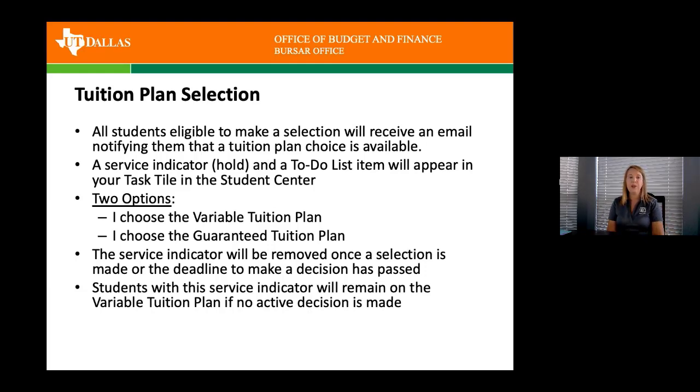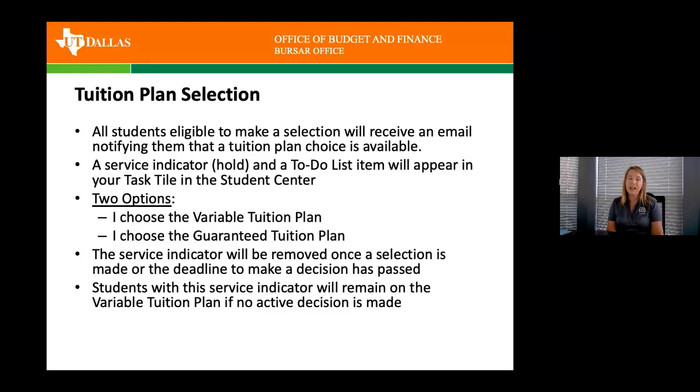The service indicator that's on your account, or the hold, will be removed either once you make your selection or the deadline to make a decision has passed. So August 8th, that hold will come off the next day once that deadline has passed, if you haven't gone in to make your choice. Again, as I stated on the previous slide, students with the service indicator will remain on the variable tuition plan if no active decision is made.